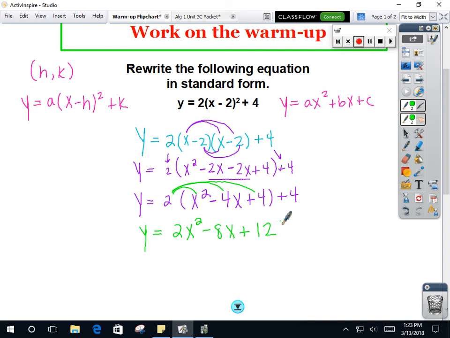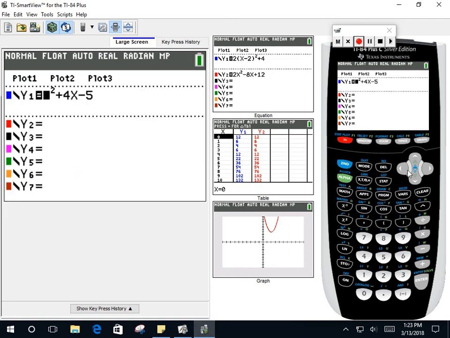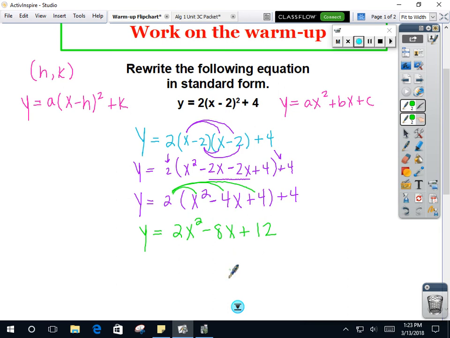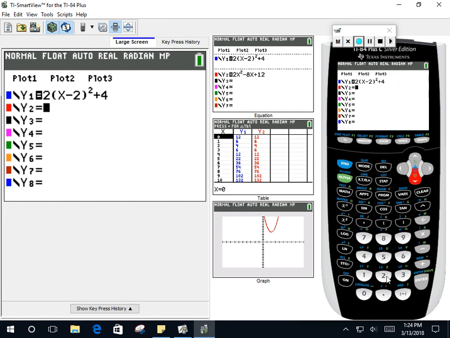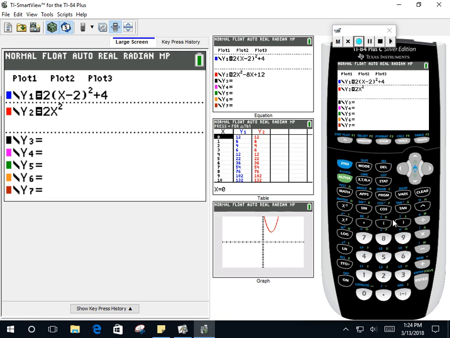Does anybody remember when I was teaching you this, how I told you could check it and make sure you've done it right? Graph it. If you go to the calculator and you graph both equations, starting with the one they gave you in vertex form, 2 times x minus 2 squared plus 4. Okay, and then if you graph the one that we just rewrote in standard form, 2x squared minus 8x plus 12.